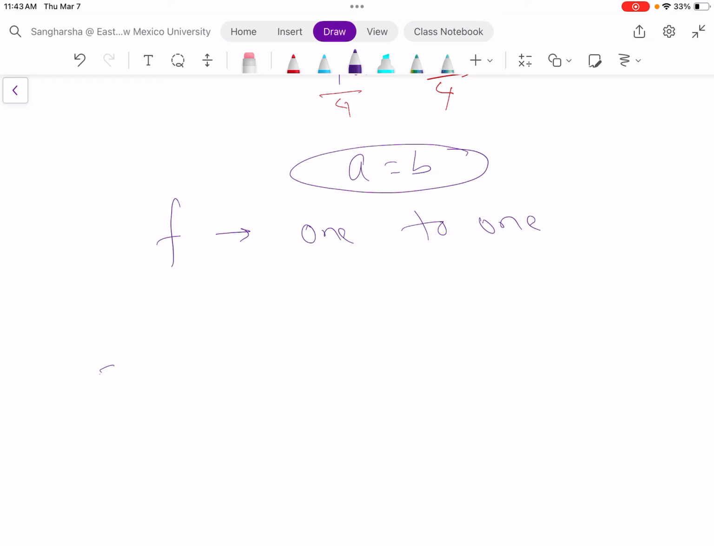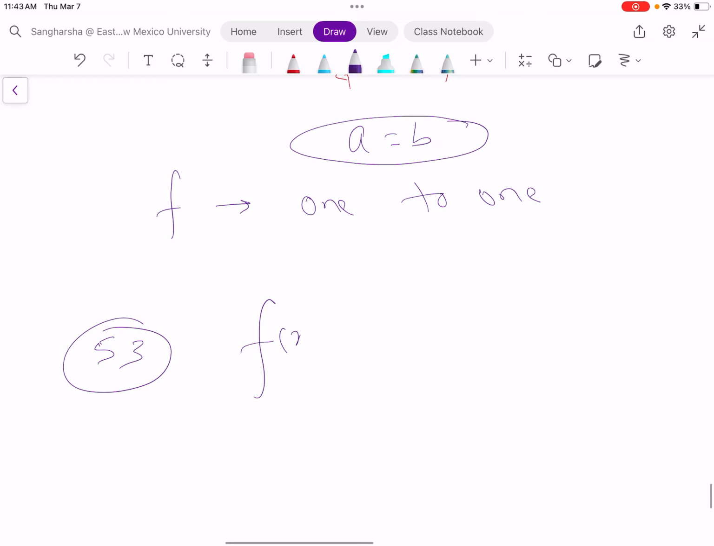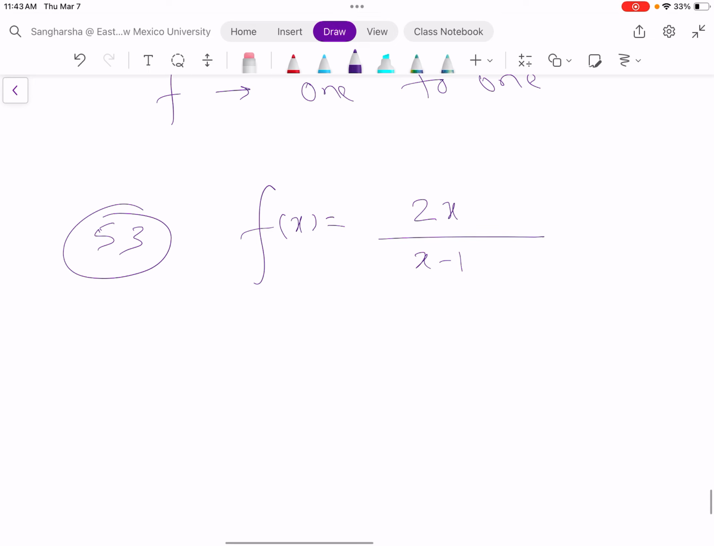Let me choose number 53. So we have 53. F of x equals 2x over x minus 1, and we are asked to find the inverse of this function. So we have 3 or 4 steps when we are finding the inverse. What is the first step of finding the inverse of a function?